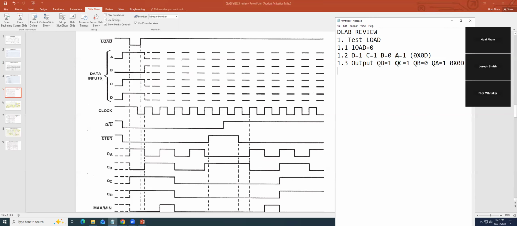Hey, Mr. Pham, load will be higher. Okay. That means load zero, you cannot do anything, cannot count. Right. Okay? So that's why we don't care about that thing.